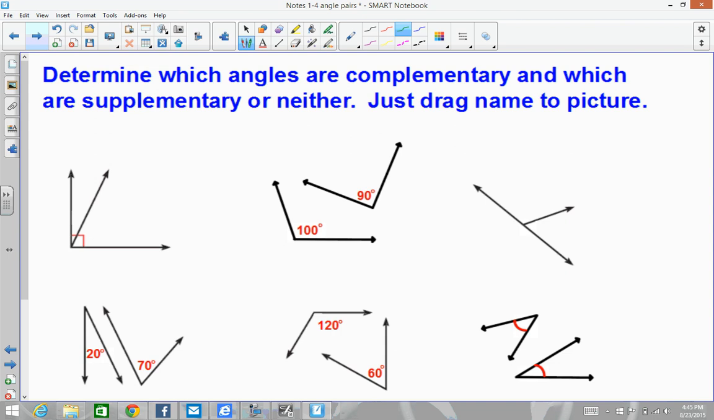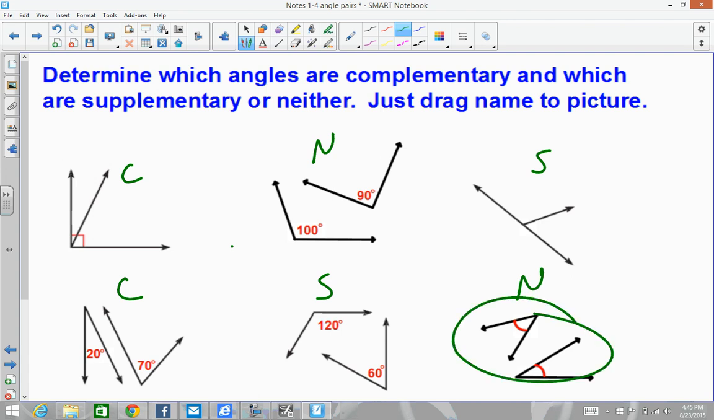Okay? And so I want you to take a minute and see if you can figure out which one of these are complementary, supplementary, or neither. So pause your video, and when you're done, come back and let's see how you did. Okay, so you should have saw your better. So I'm just going to put letters here. So this was complementary, this was neither, this was supplementary, this was complementary, this is supplementary, and this is neither. Sometimes that last one gets you. So if you got that one wrong, remember to ask me in class tomorrow.